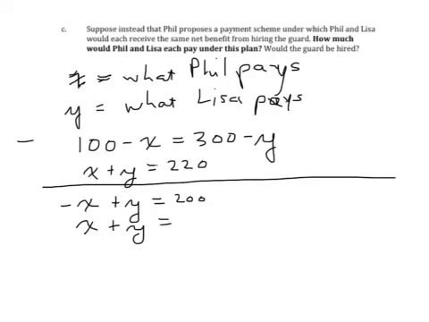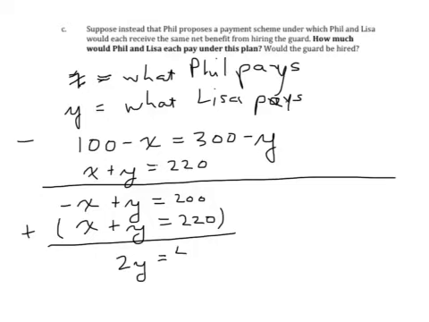And then I can solve a linear system easily enough by combining that information with the following. X plus y, remember, equals 220. And I can actually just add these two equations together. Sort of a quick way to solve these systems. And notice that negative x plus positive x is 0. And then y plus y is 2y. And then 200 plus 220 is 420. So I know y is 210, and that leaves x equal to 10.